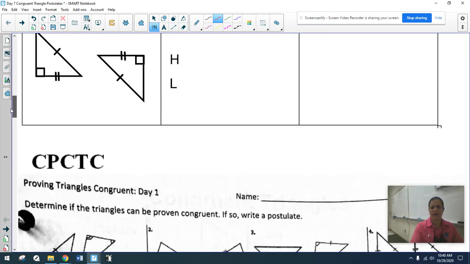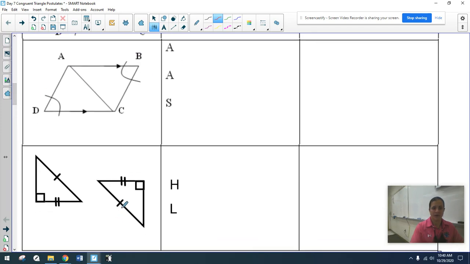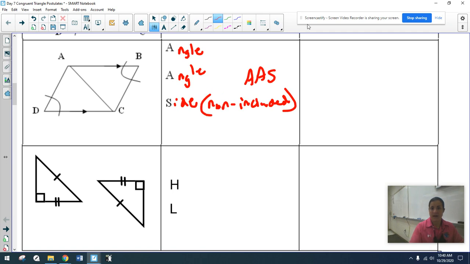Okay, the next one, so we're on the fourth one. We have five of them to learn. Our next one still has two A's and an S in it. Angle, angle, side. So we still have two sets of angles and only one set of sides. The only difference here is this side is non-included. It is non-included because it's not included inside the A's. It's actually only touching one angle. It's only touching one A. So let me highlight here.